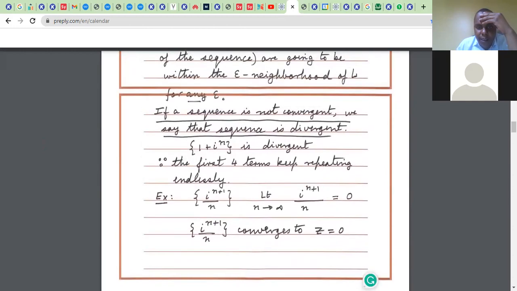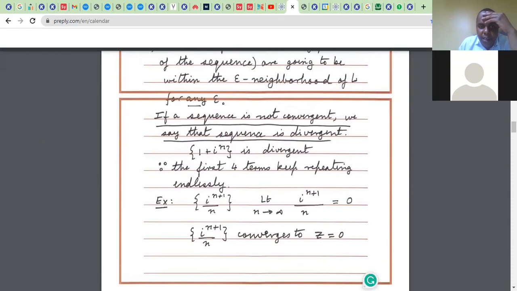Okay. Yeah. Can you show that? So there is this sequence. This one is converging to 0, right? I don't see your cursor. Oh, you can see it now.